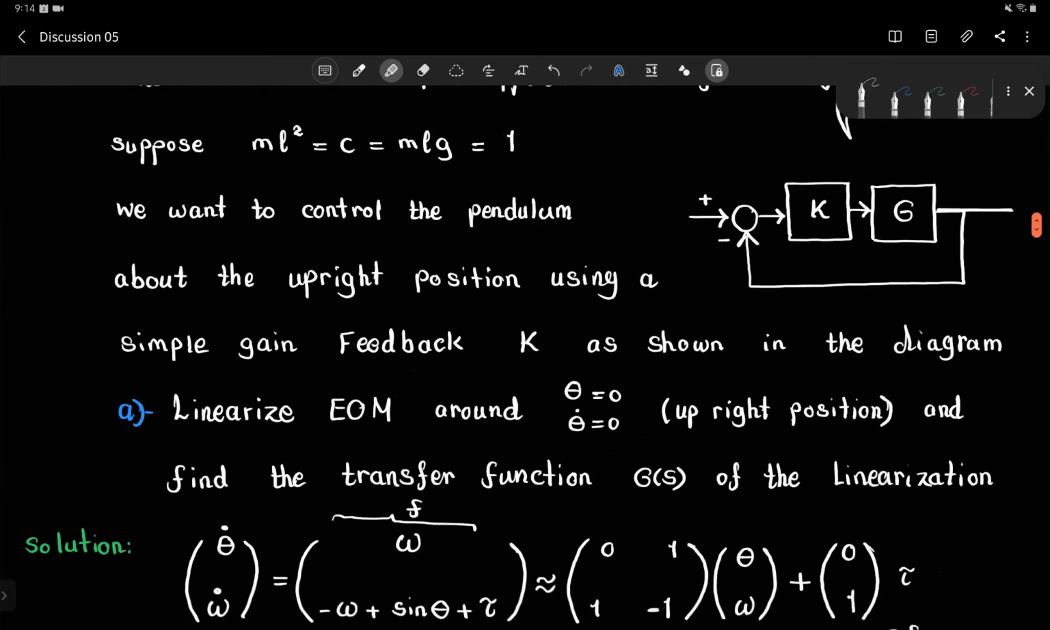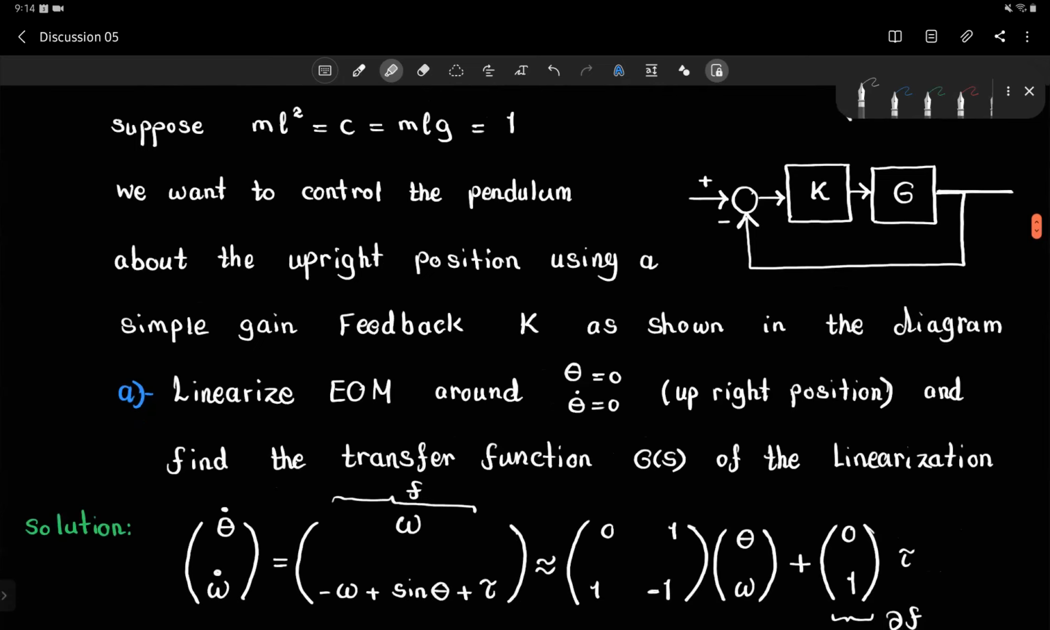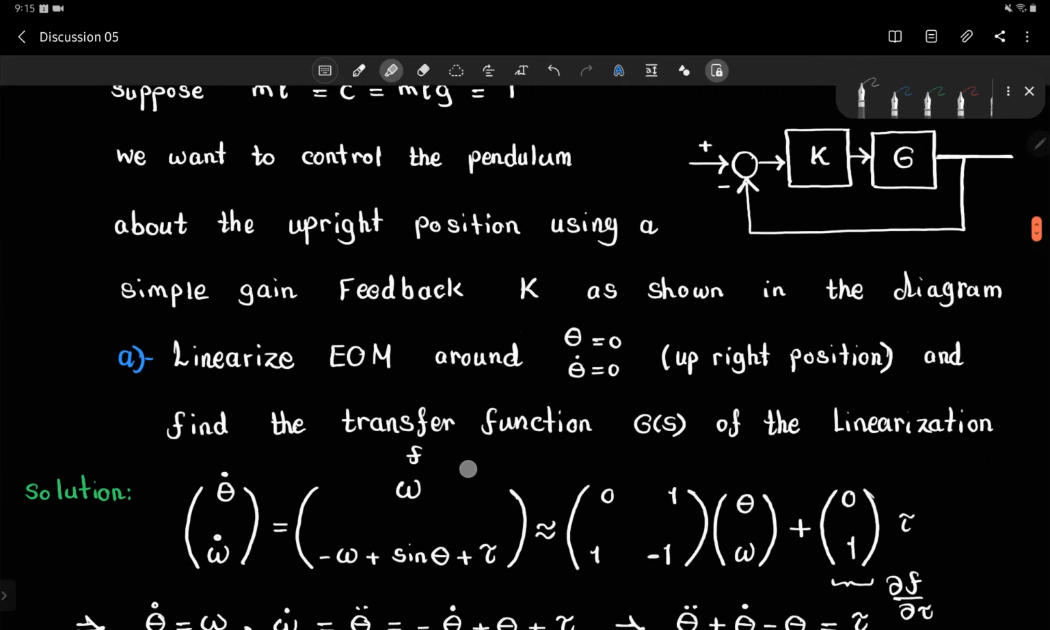So the first part we want to do is basically to linearize the equation of motion, okay, around theta equal to 0 and theta dot equal to 0, which is basically the upright position. And we would like to determine the transfer function of this linearization. So let me erase this. I'll come back to it later.